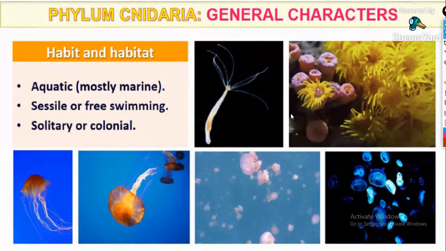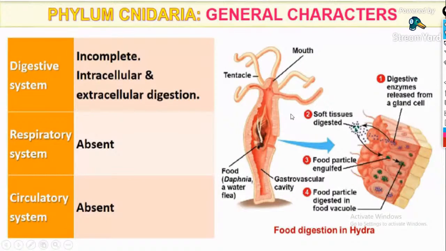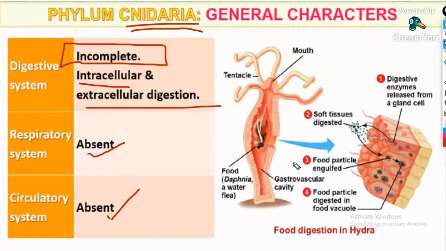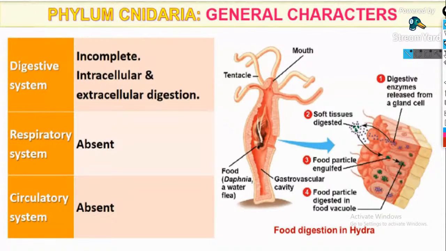Digestive system. In case of porifera, there is no body system. We have discussed that they are at a cellular level of organization. There are no organ systems. In case of cnidarians, it is only tissue level of organization. So the digestive system is incomplete. Intracellular and extracellular digestion occurs, but the digestive system is still incomplete. There is no respiratory and no circulatory system.